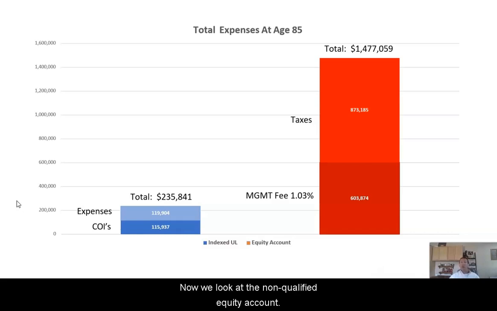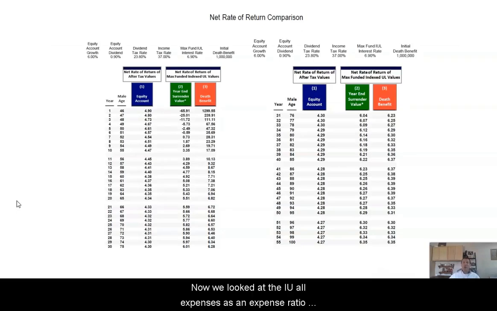Now, when we look at the non-qualified equity account, exact same money going in, exact same 6.9% gross rate of return, management expenses were $603,000. And the taxes were $873,000. Now again, those are the taxes on dividends and portfolio turnover. The frictional taxation along the way were a total sum of almost $1.5 million versus $235,000 for the Index Universal Life Policy.